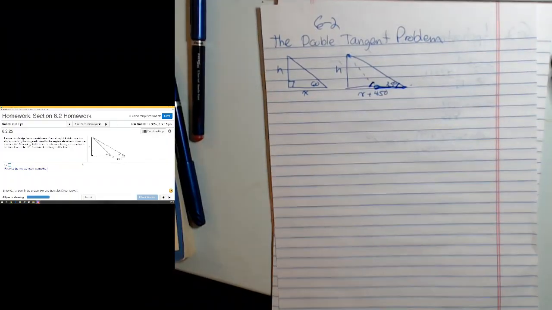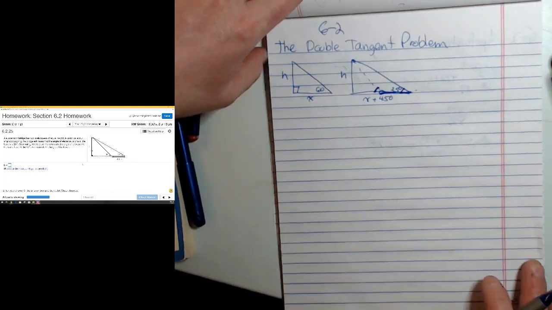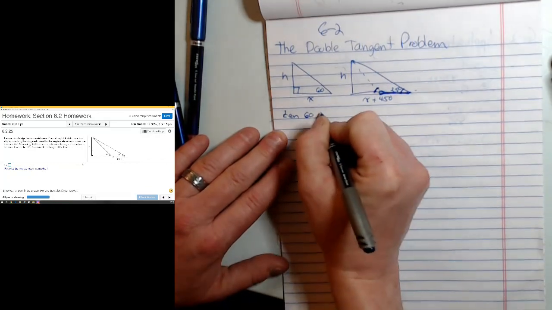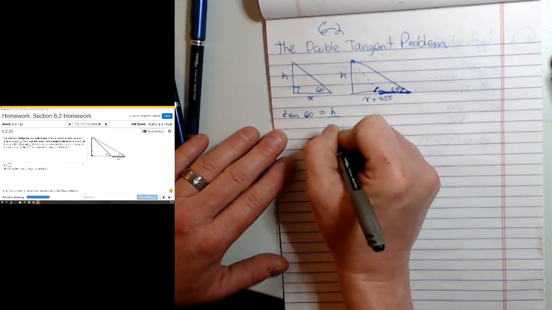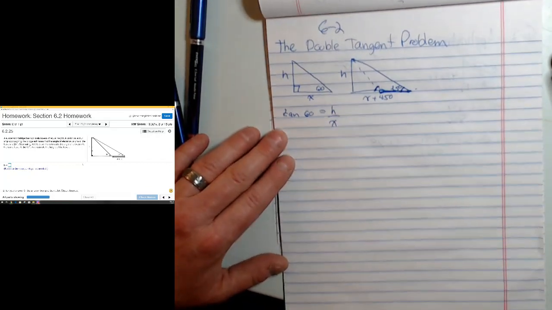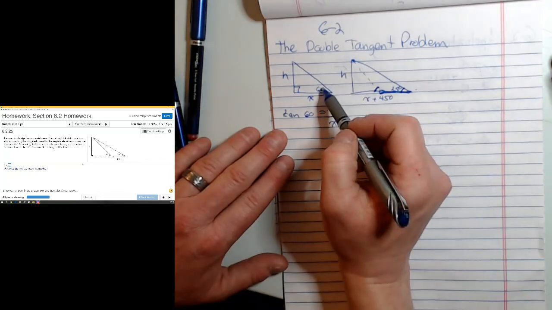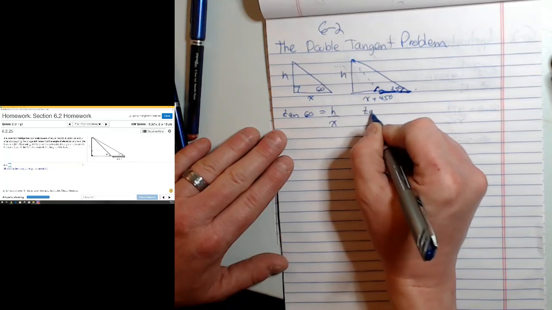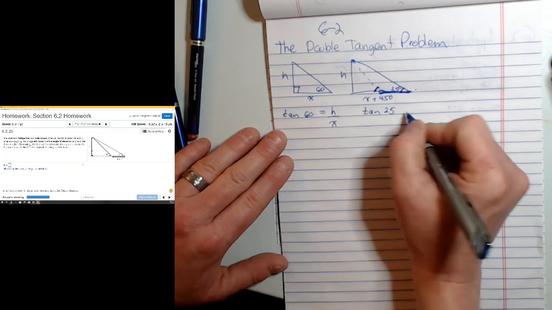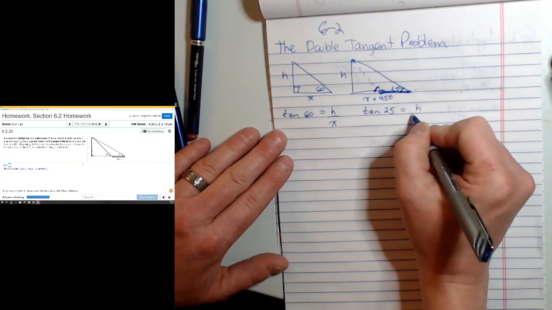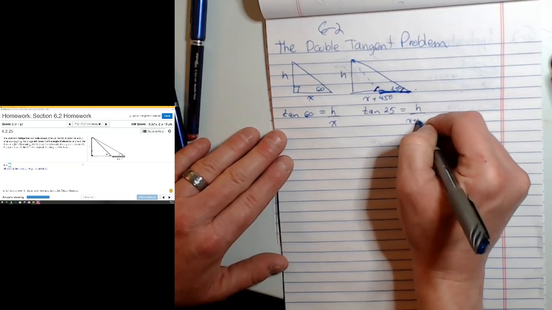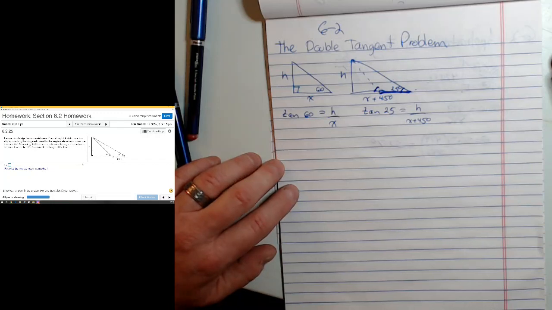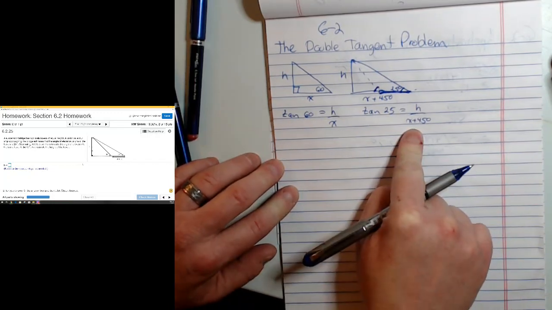Here's the math that goes with it. In this triangle over here, I'm going to say that the tangent of 60 is equal to h over x. So I'm going to have tangent 60 is equal to the opposite over the adjacent. And then over here, I'm going to say that the tangent of 25 degrees is equal to h over x plus 450. I want to solve both of these for h. It's going to be the easiest one.